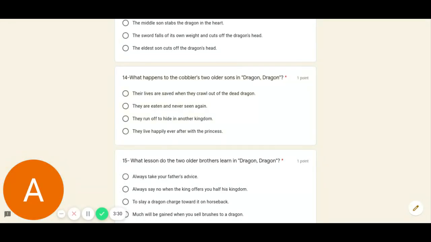Number 14. What happens to the cobbler's two older sons in Dragon Dragon? Their lives are saved when they crawl out of the dead dragon. They are eaten and never seen again. They run off to hide in another kingdom. They live happily ever after with the princess.